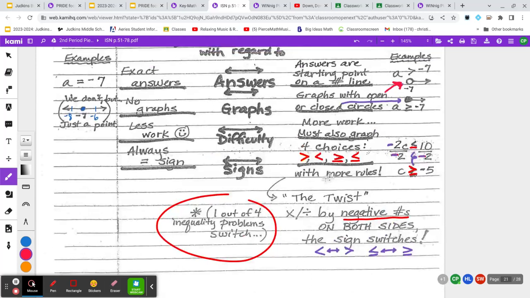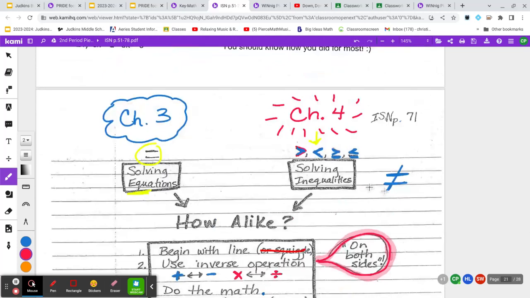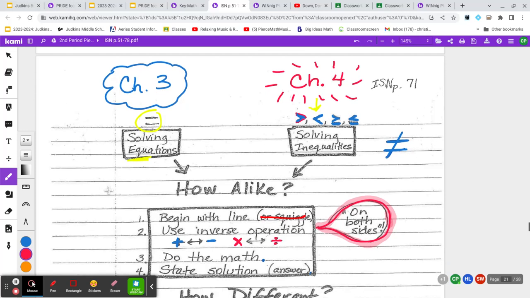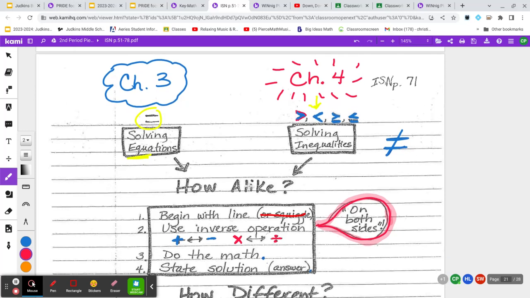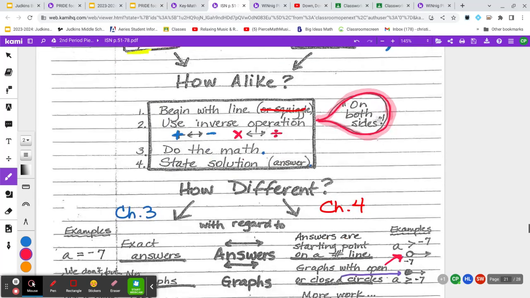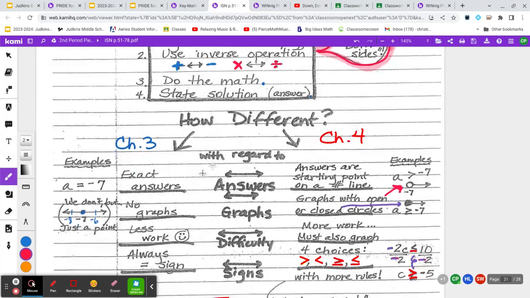So there's 4 choices with inequalities. We did a comparison of how chapter 3 and chapter 4 compare to each other. They worked really hard on chapter 3. They worked super hard that last week, especially doing solving equations. Chapter 3 and chapter 4 exactly alike, the same steps. They draw the line down, they undo on both sides. Then chapter 4 is instead of an equal sign, it's an inequality sign. And then one little difference, all these things for how are they different? Here it's an exact answer, here it's an inequality symbol, and it's a starting point on the line. Here there's no graphs, here there are graphs with open or closed graphing. It's closed if it has or equal to and it includes the answer.